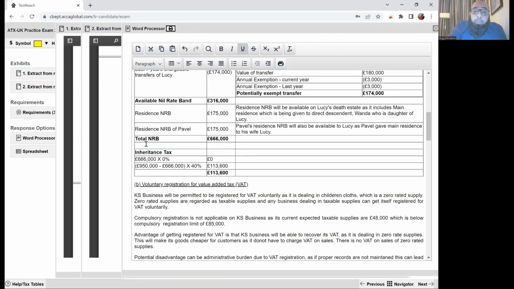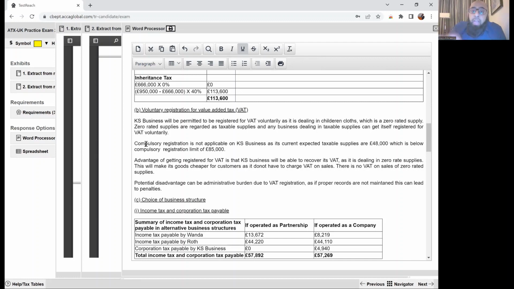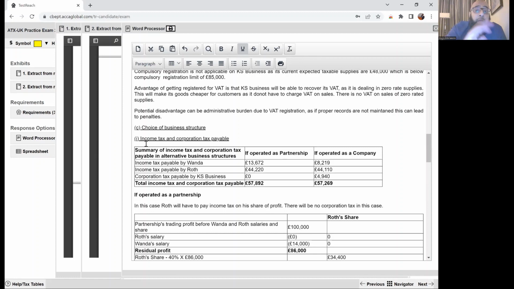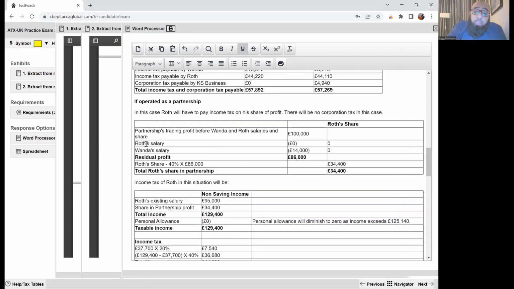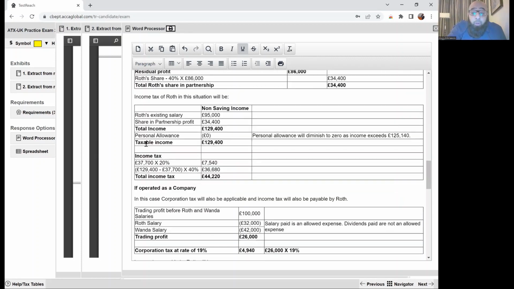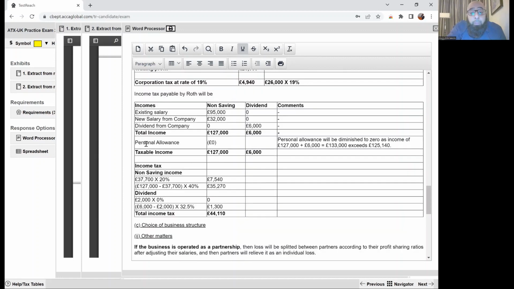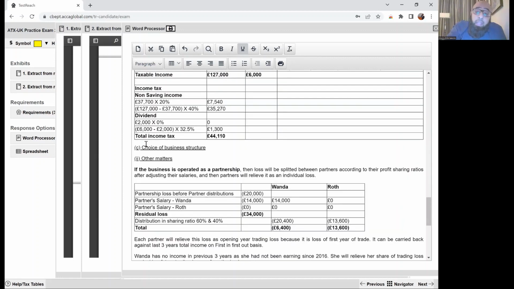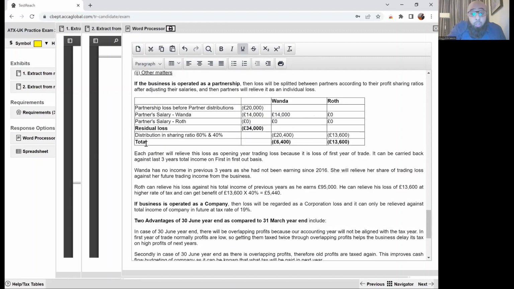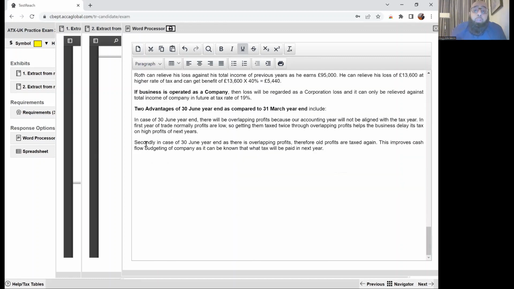Once done with this, we move towards voluntary registration of VAT, which was something very easy. Then he asked us to make a comparison of what the taxation will be if we operate as a partnership and if we operate as a company. When that taxation was given, we had to calculate the tax for ROT. I hope you all remember. And then we did the other matters, where we have to comment on the loss and the choice of year-end date.